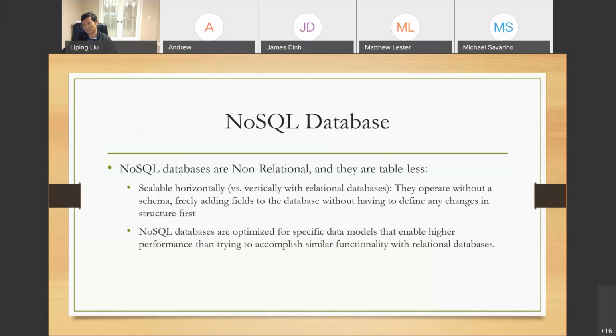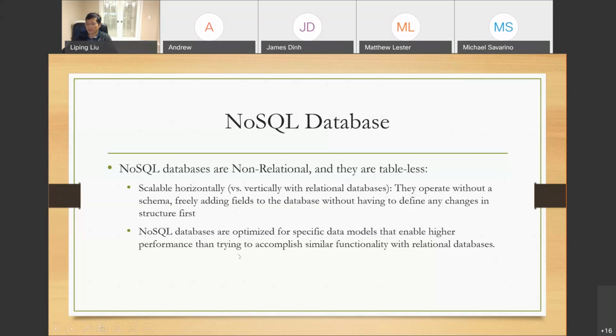So sometimes I just want to add data, and at the same time say I have new fields. I just add the new fields. I do not want to wait for the administrator to create the new columns for me to add the new data. So there is a need to be scalable horizontally. This NoSQL database actually gives that flexibility. They operate without a schema and freely add fields to the database without having to define any changes to the data structure first. So that is one advantage of NoSQL databases.